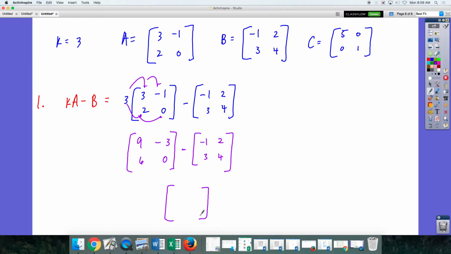We have 2 by 2, so we are able to subtract those. So that's going to be 9 minus negative 1, which is 9 plus 1, which is 10. Negative 3 minus negative 2 is negative 5. 6 minus 3 is 3, and 0 minus 4 is negative 4. So that would be our final answer.